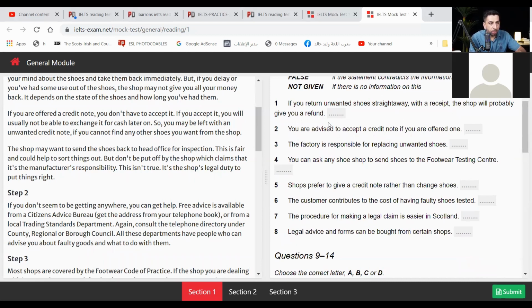With a receipt, the shop will probably give you a refund. True, false, not given. True. You are advised to accept credit notes if you are offered one. False.